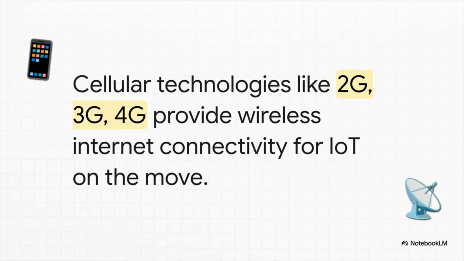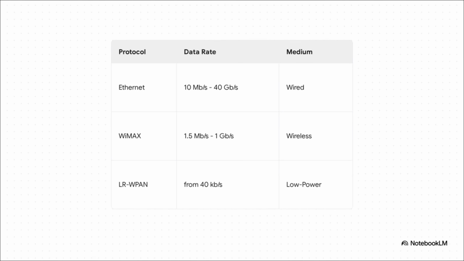Now, what's really interesting about this slide is how it clearly shows that form absolutely follows function. A smart thermostat relies on a tiny 250 kilobit per second Zigbee connection because it just needs to send tiny bursts of data and save power. But a massive central server, it requires the huge 40 gigabit pipeline of a wired Ethernet connection.